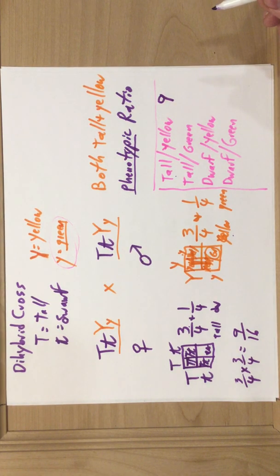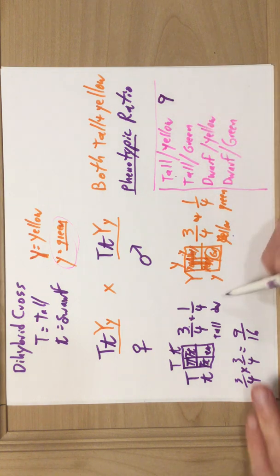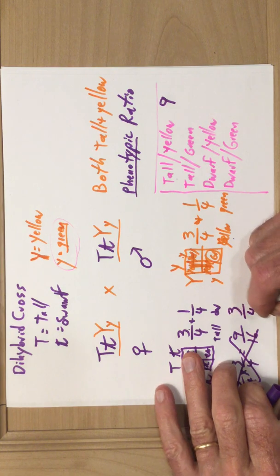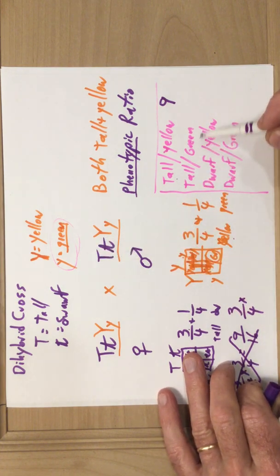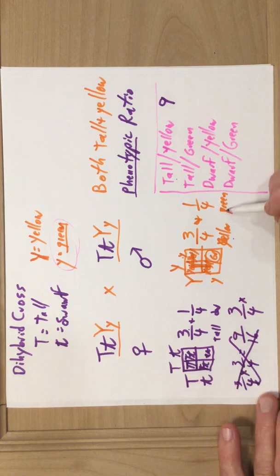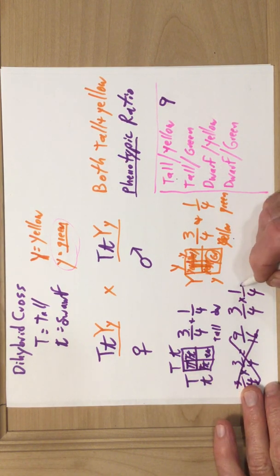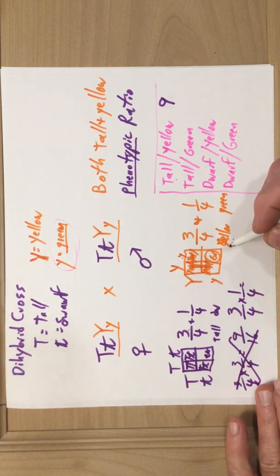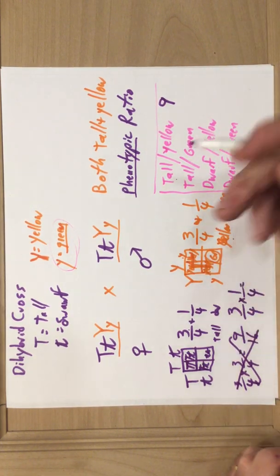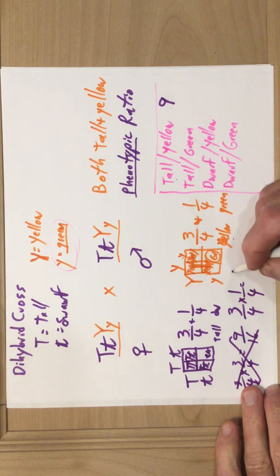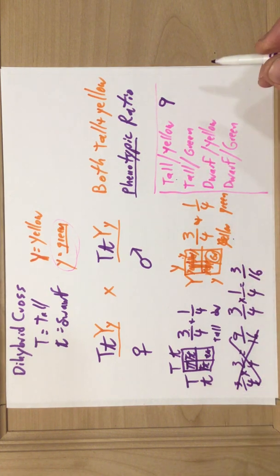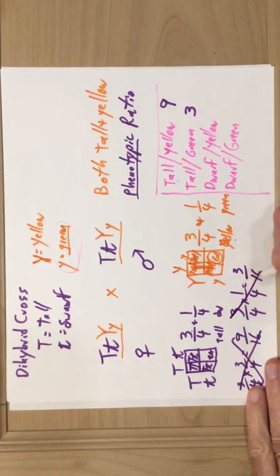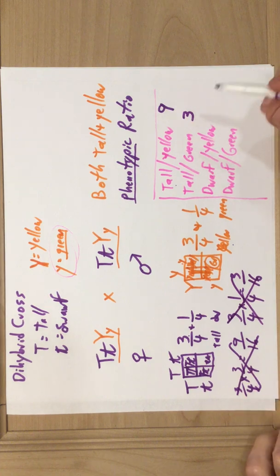Okay? One more step. Tall versus green. In order to be tall, 3 out of 4. In order to be green, green's recessive, 1 out of 4. Okay? So in order to be tall and green, you're going to multiply across. These are the individual or the combined probabilities. You just multiply them. 3 out of 16. So out of the 16 possibilities, 3 of these are going to be tall and green. So far, so good.